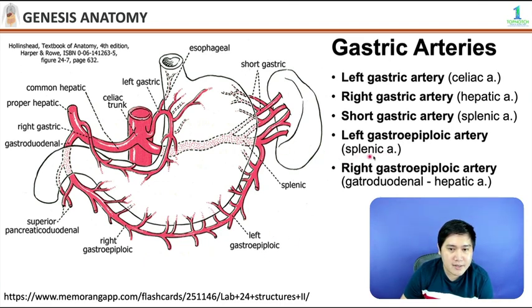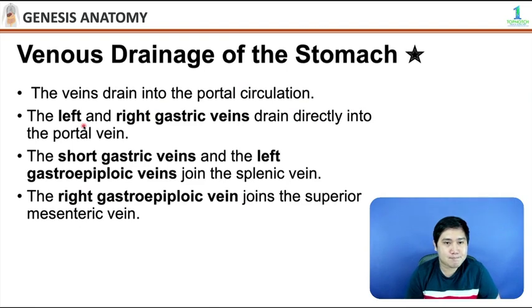While your lower half of the greater curvature is supplied by the right gastroepiploic artery, which is a branch of your gastroduodenal, which is coming from your hepatic artery. So that is the blood supply of your stomach. Very favorite yan. Always remember that.